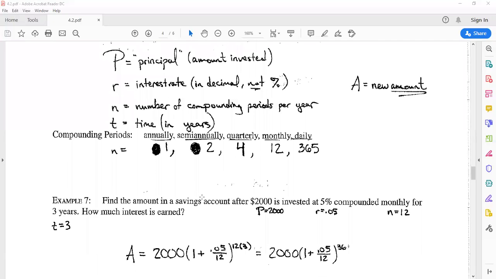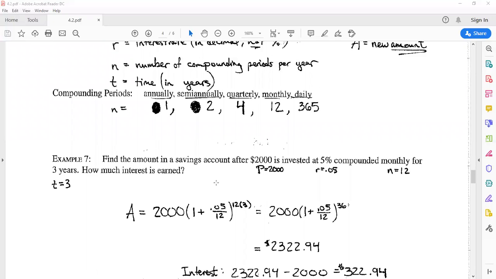So this example asks us to find the amount in a savings account after $2,000 is invested at 5% interest compounded monthly for 3 years. So P is 2,000. That's the amount that was invested initially. 0.05 is the interest rate. The compounding periods are 12. It's compounded monthly. And the time, t, is 3 years. So the new amount that we have, we can take to the Texas Instrument probably and find out. We'll have 2,000 times the quantity 1 plus 0.05 divided by 12, all raised to the 12 times 3.